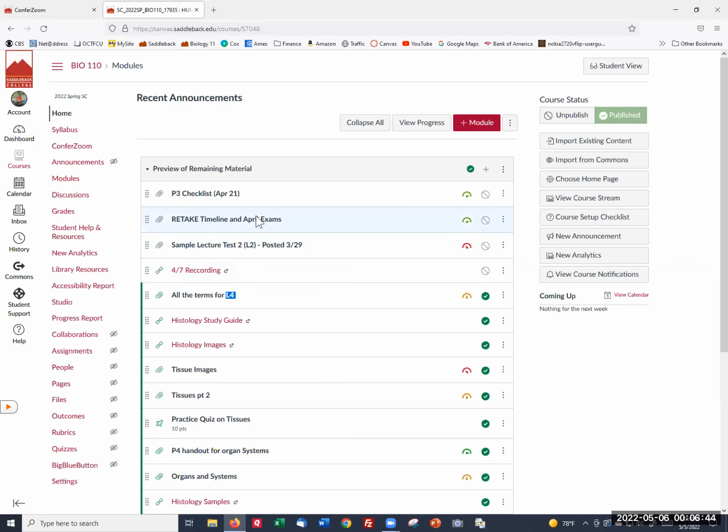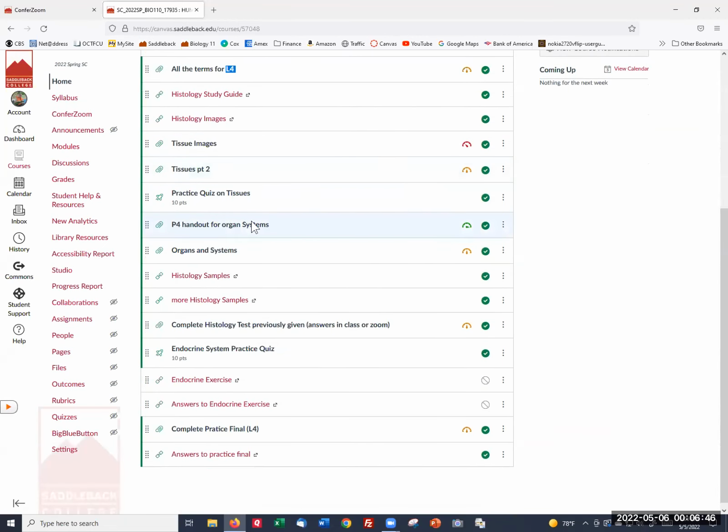And there are some handouts that are the same, some handouts that are different, some handouts that are a little more complete. More complete is going to be this one here. That's what I'm going to look at today. Complete histology test previously given. Answers in class or Zoom. Well, Zoom.